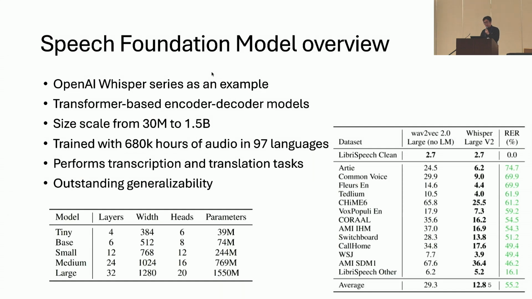The model involved in our work is the speech foundation model. We take the OpenAI Whisper series as an example, as shown on the slide. It is a transformer-based encoder-decoder model, and there's a series of models whose size scales from 30 million parameters to 1.5 billion parameters. It's trained with a large volume of data: 680,000 hours of audio with 97 different languages. Thanks to this large chunk of data, the model has outstanding generalizability. It can perform very well on unseen data, and people have built various applications on top of it.